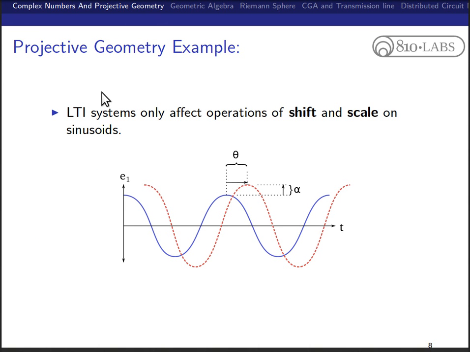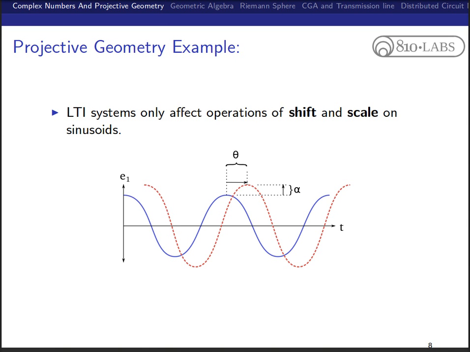Okay, so we all know that linear time invariant systems only affect the operations of shift and scale on a sinusoid. This graphic just illustrates we have some input sinusoid, which is this blue curve over time. The y-axis is amplitude, the x-axis is time. And then the red curve is the output of the system, one possible output, where it's been scaled by alpha and phase shifted by theta.